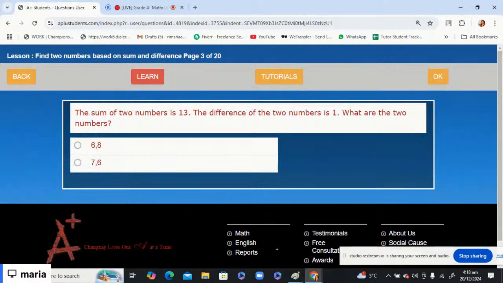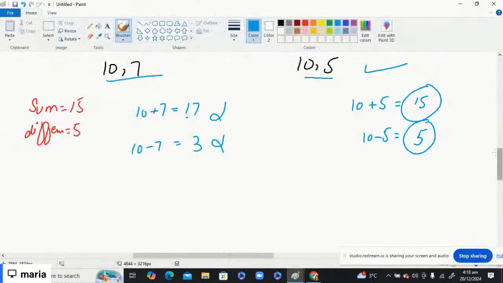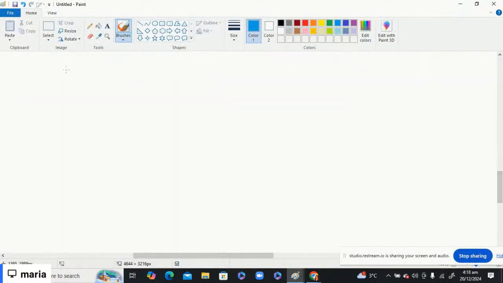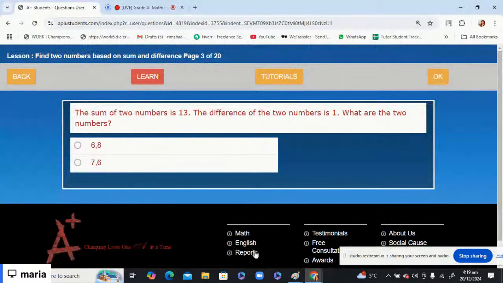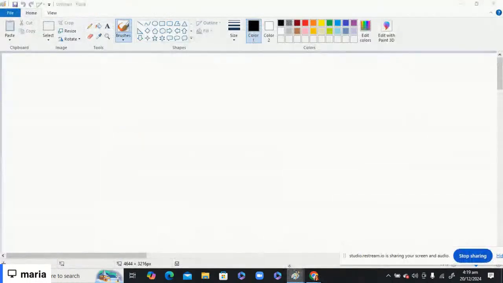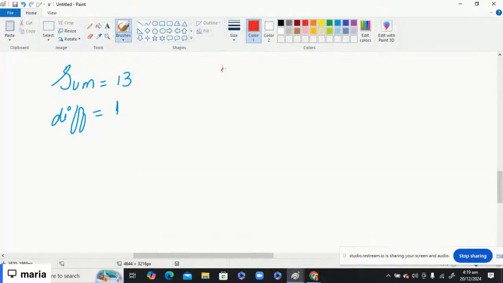The sum of two numbers is 13 and the difference of the two numbers is 1. Sum is 13. Difference is 1. So what are the numbers? The options are 6 and 8, 7 and 6. Okay, let's go with it.